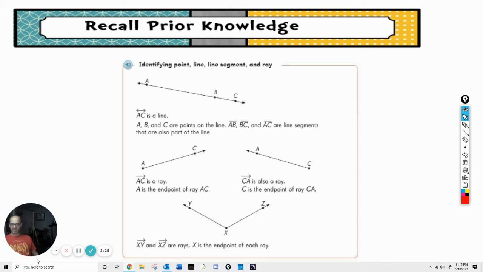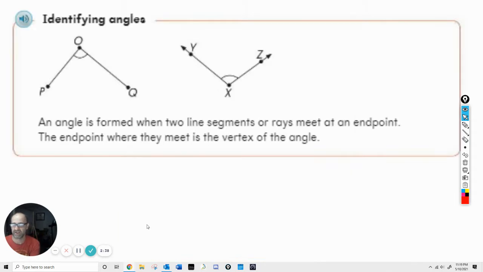Then down here, XY is a ray and XZ is a ray, and X is the endpoint for each, and it forms an angle. An angle is simply formed when 2 line segments or rays meet at an endpoint, or really anywhere they intersect. The endpoint where they meet is the vertex of the angle. This definition's a little incomplete, but it's going to get us by for now, so I'm gonna allow it.